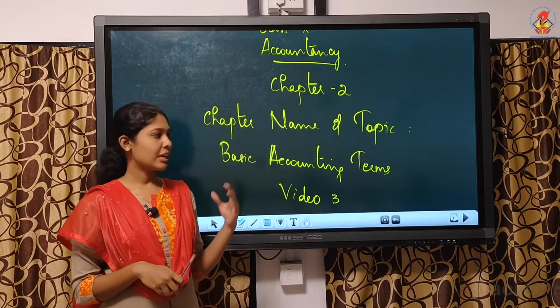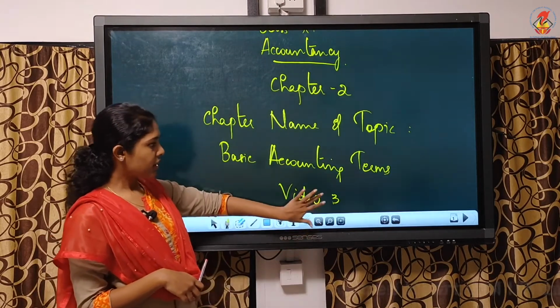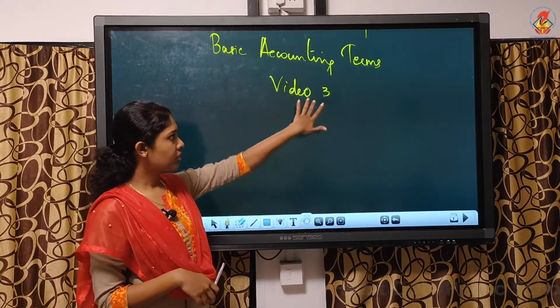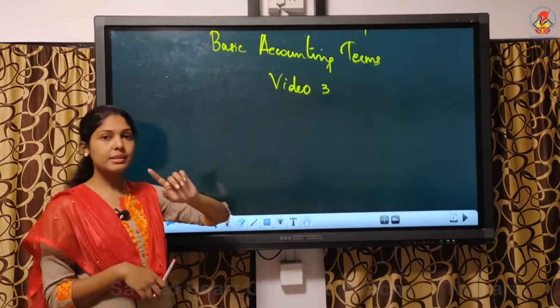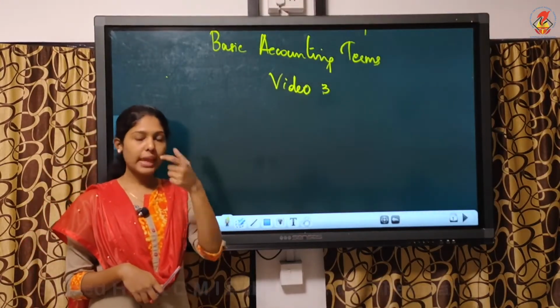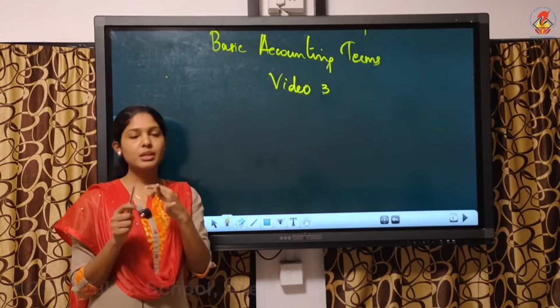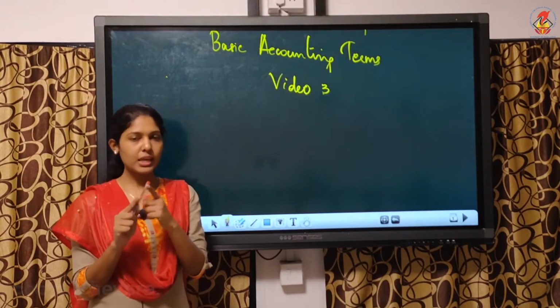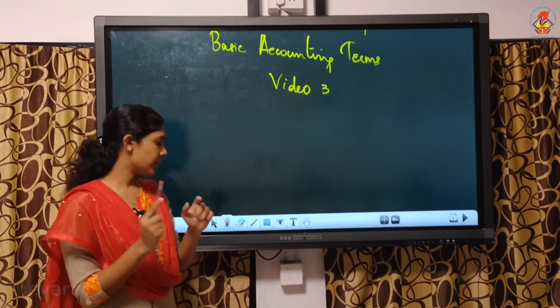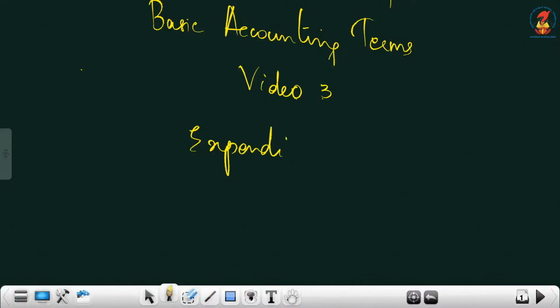We are continuing the same chapter, basic accounting terms. We will see which are the other terms. See, we already discussed the term expenditure, the classification. We discussed capital and revenue expenditure. I forgot to tell you one term there. I mean, there is one more classification under expenditure other than your capital and revenue expenditure.